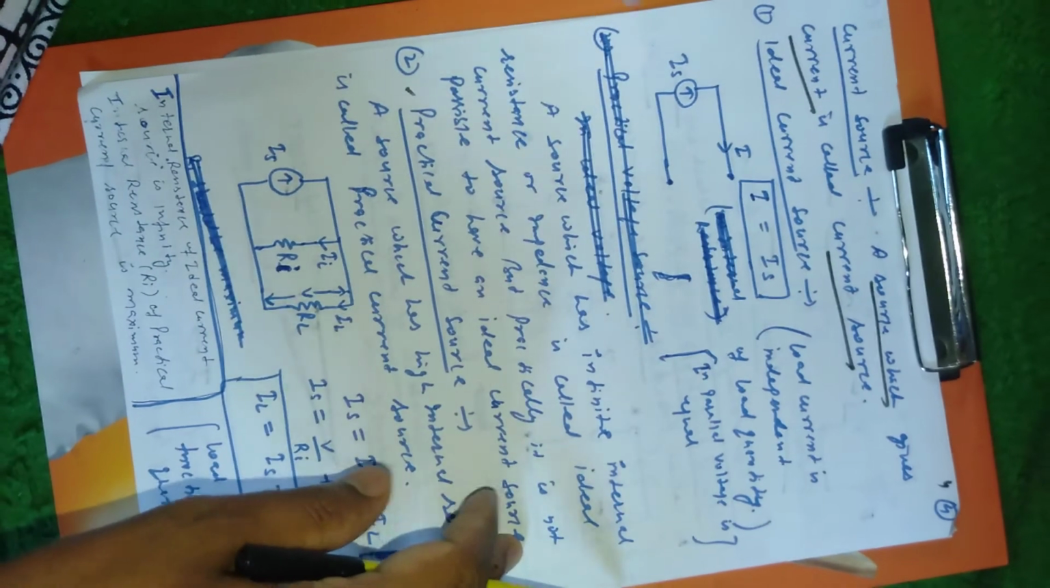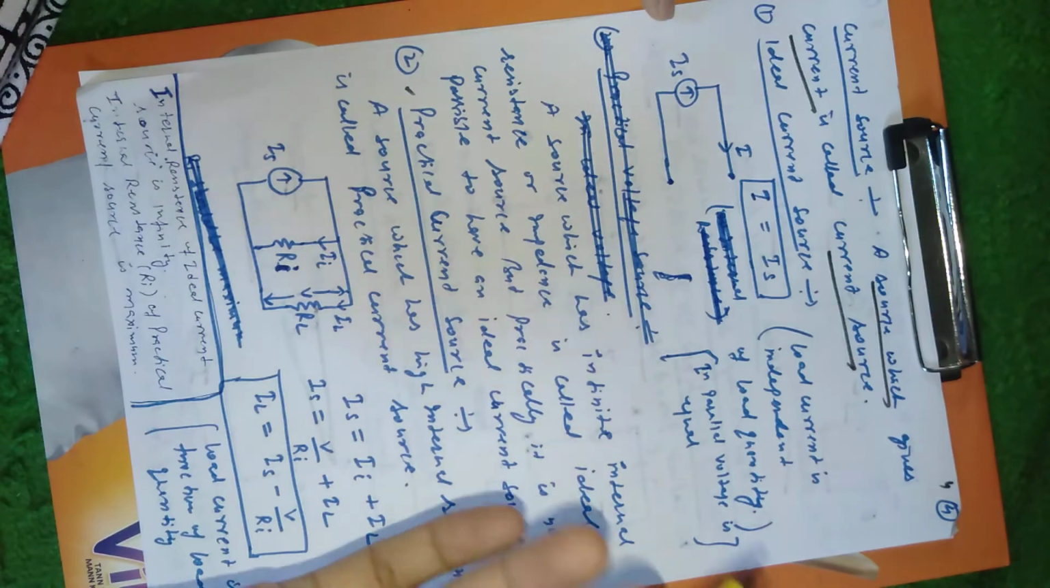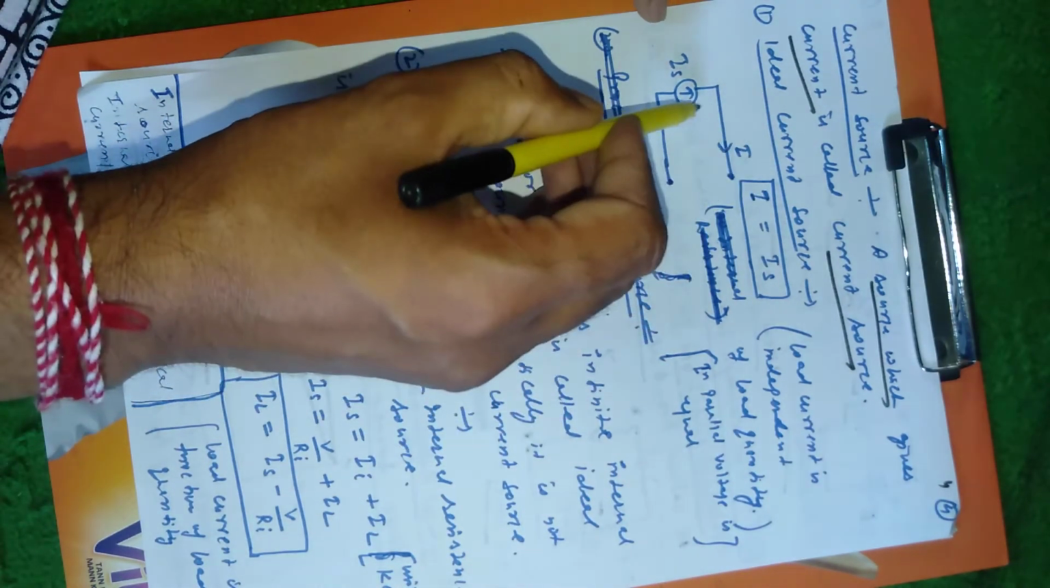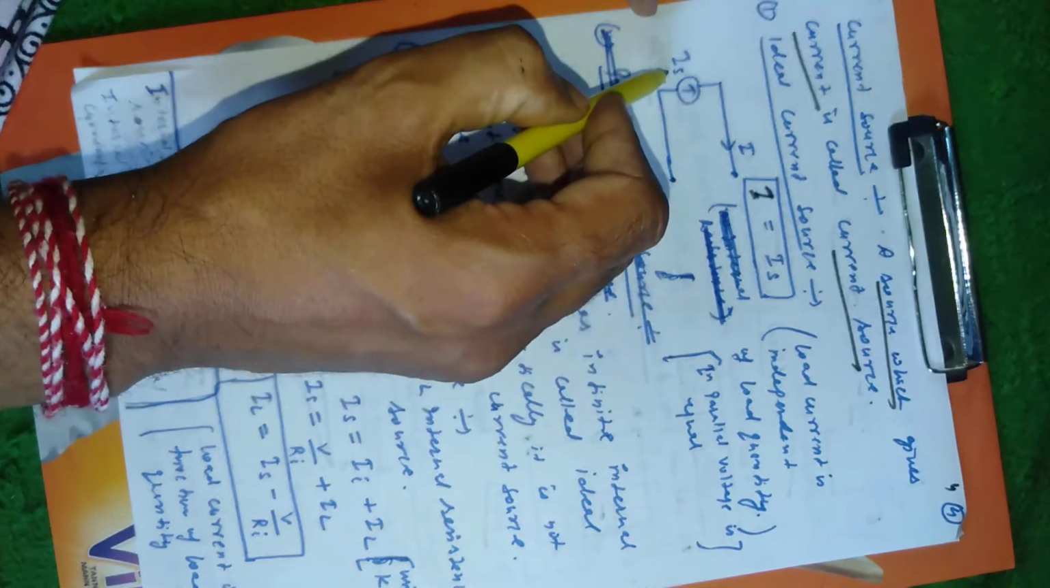Ideal current source is what? In which we have infinite resistance. That means there will be no resistance present in the ideal current source. So the output current is equal to the input current.